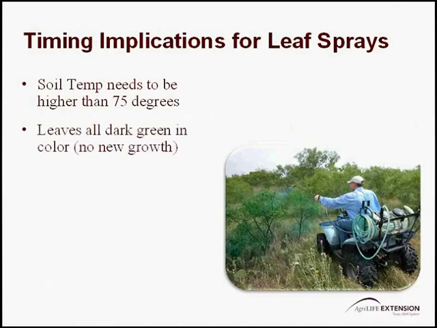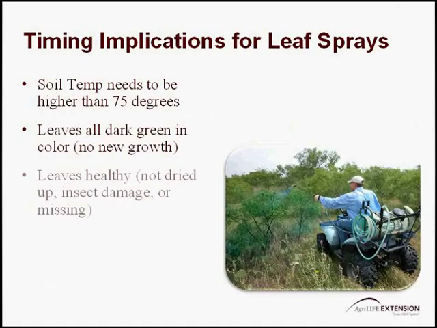Okay, so leaves all dark green, no new growth. That means if we do get rain, which we're all crossing our fingers for, and we get that inch of new growth, that's the lime green color, just wait until that turns a total dark green again before you spray. Not that you won't get a kill while it's growing, but you'll get a better kill if you wait until it's all dark green again.